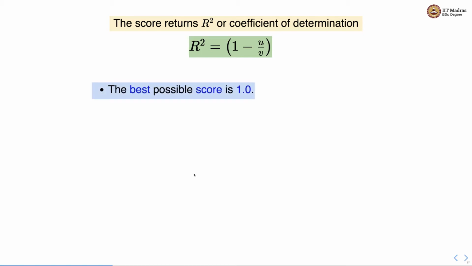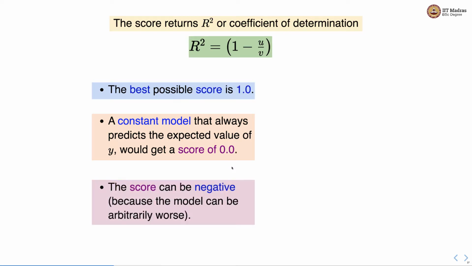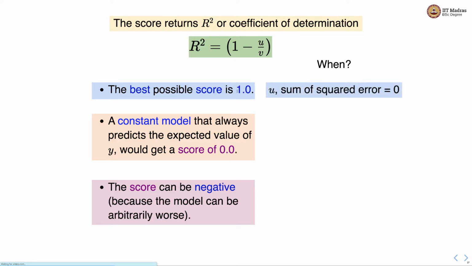R square has the best possible score of 1. A constant model that always predicts the expected value of y would get a score of 0. And this score can be negative because the model can be arbitrarily worse. Let's see when these scores occur. So we get a score of 1 when u, that is the sum of squared error, is 0. So when u is 0, obviously this quantity is 0, so 1 minus 0 is 1, so we get R square of 1 when u is equal to 0.